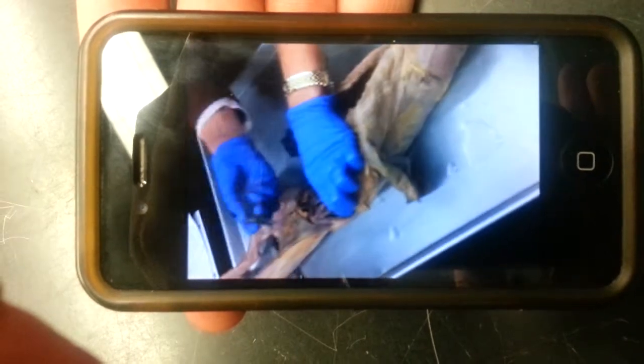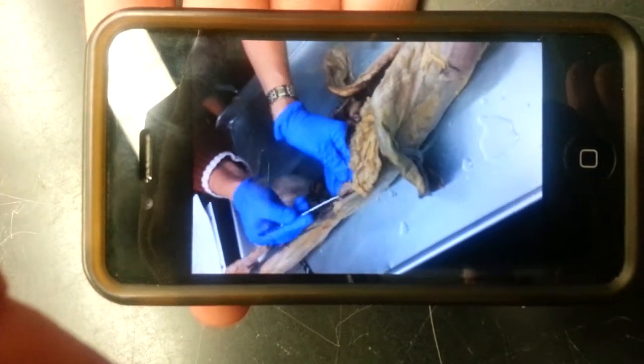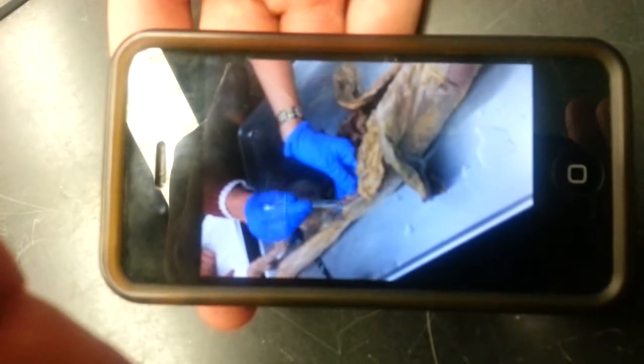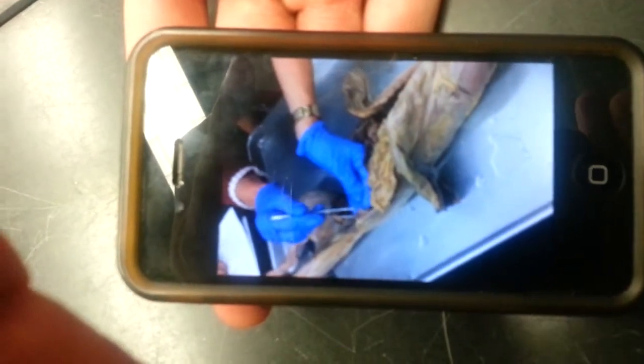The fallopian tube is very, very small. So let's see, this is the fallopian tube here. This is the uterine horn right here. It stops, and this is probably the fallopian tube right there. And this is the ovary right there.